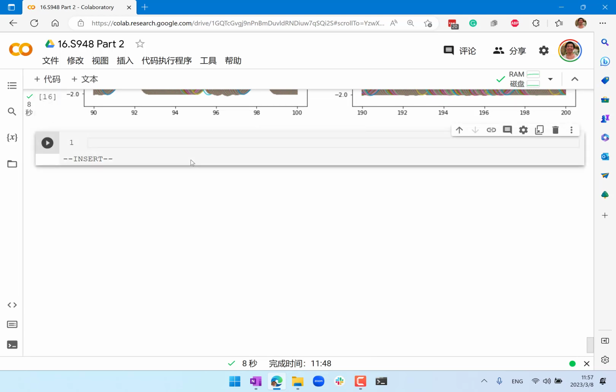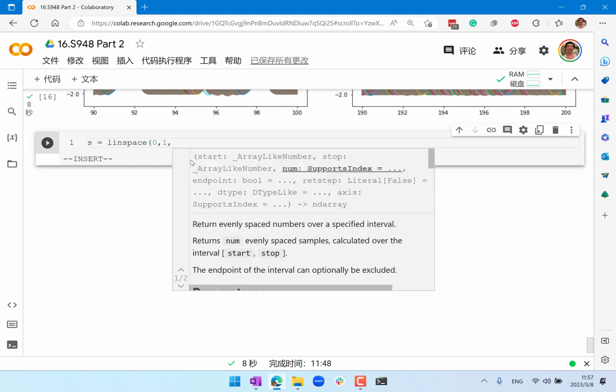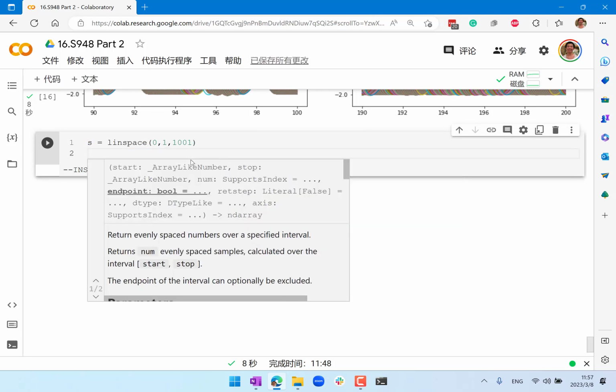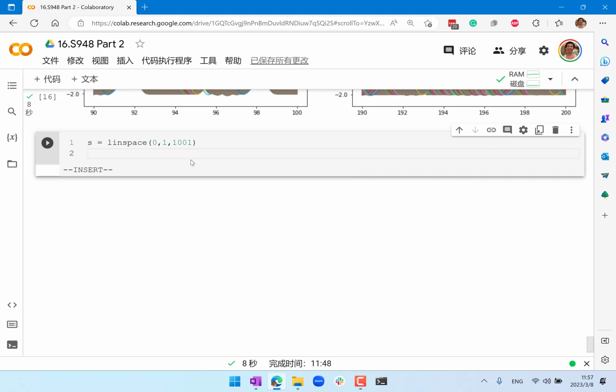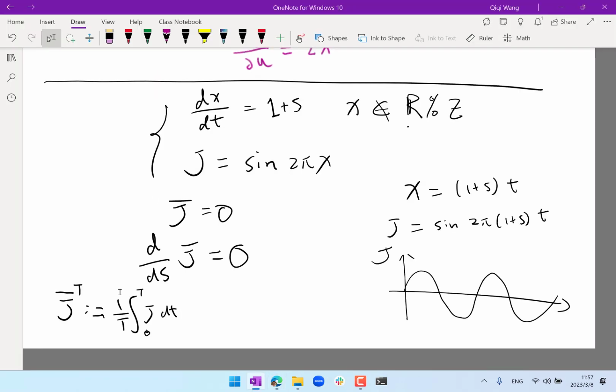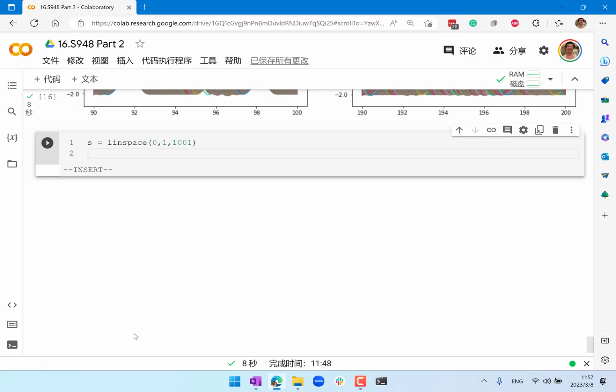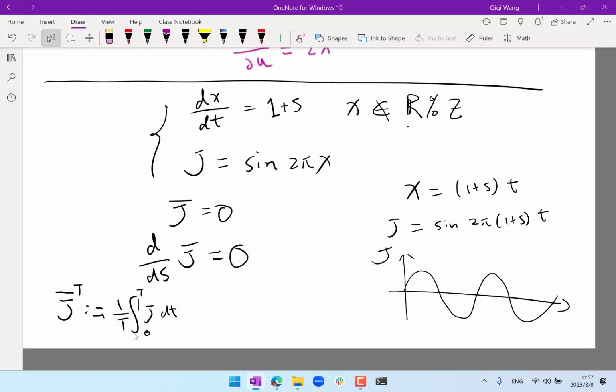So let's make s equal to linspace of 0, 1. Let's make 1000. So we are going to be basically taking a bunch of s's. And what T would you want? Well, no matter what T we want, we can actually compute it analytically, right? So let's see if j is equal to this.